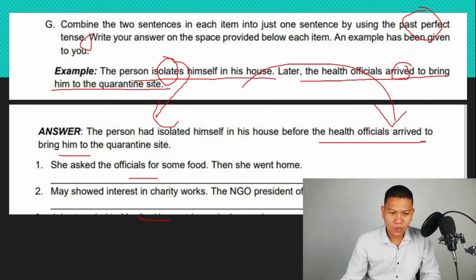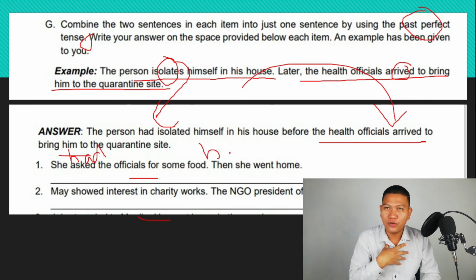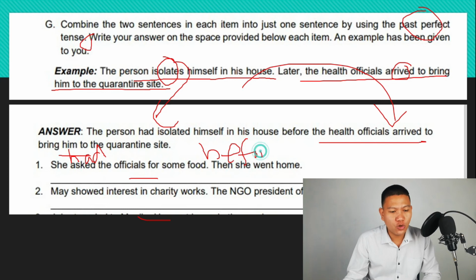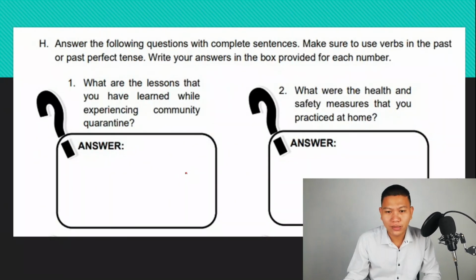For number 1, she asked the officials for some food, then she went home. So which happened first? Going home or asking food? Definitely you cannot ask food if you're home already. So it's asking food. So you would say, she had asked the officials for some food before, okay, we use before, or we use when. Most likely we use before. Before she went home. Okay? Before she went home. And then you answer the following items.